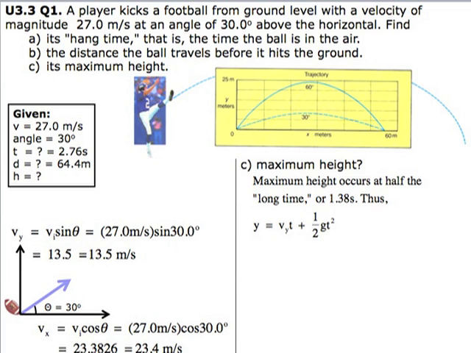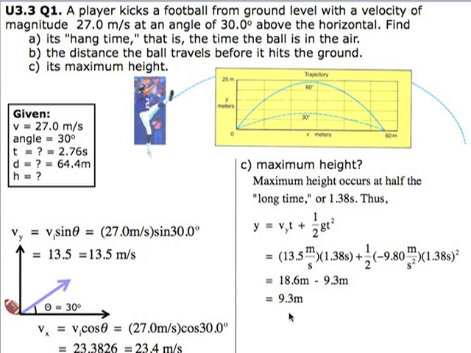So what we're going to do is put in our numbers: 13.5 meters per second times 1.38 seconds, plus half of negative 9.8 times 1.38 seconds squared. Once you put those numbers into the calculator, on the left side of the plus sign is 16.5 meters. On the right side it works out to negative 9.3 meters. And when you calculate that, you get 9.3 meters.